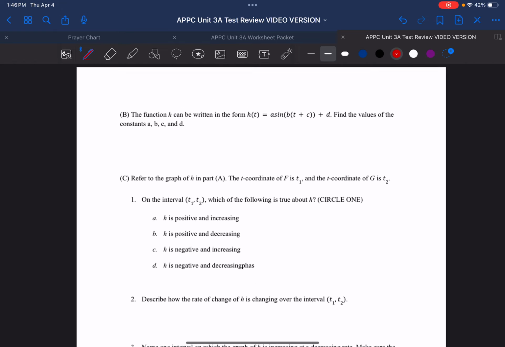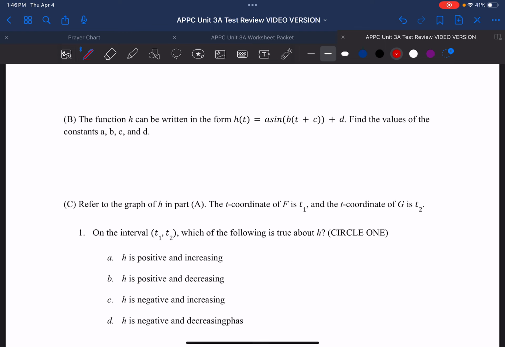Then looking at the next one, the function can be written in the form a sine of b x plus c plus d. Find the values of constants a, b, c, and d. Notice it doesn't say you have to write an equation. Just give me the values, and I don't care about the order. So make sure to hit the DAB on this test because that's just the easiest way to do it.